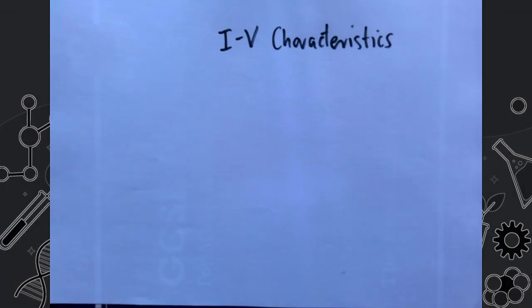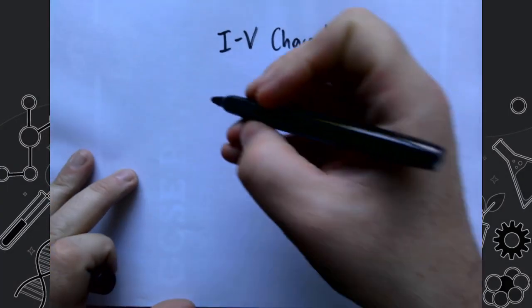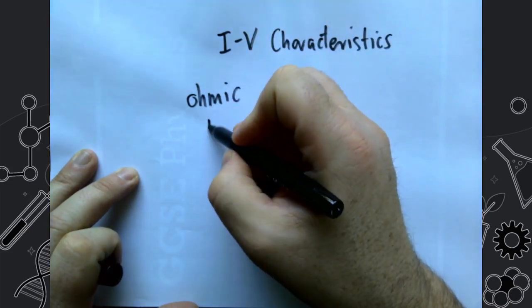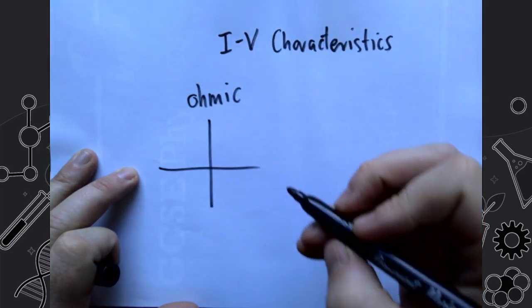Let me just go back to my software, and then let's go back to this. So a couple of things I said there. We have ohmic, and this is for a resistor.